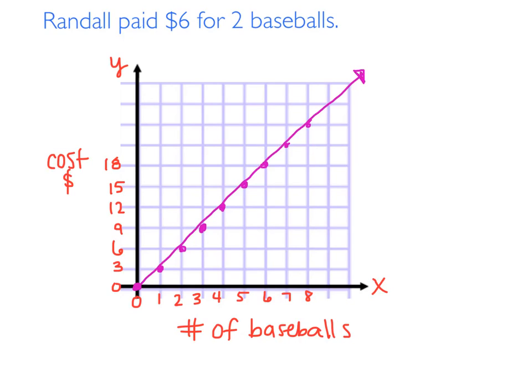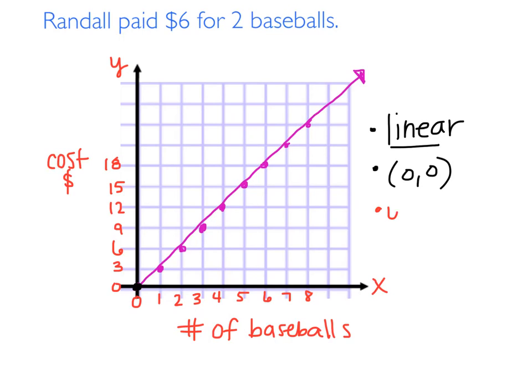Now, I want you to notice a couple things about this graph. First thing, do you see that it makes a line? That's called linear. In order for something to be proportional, it has to make a line. It has to be linear. Something else that's important is it goes through this point 0, 0. That's very important. When it goes through 0, 0, it's proportional. If it doesn't go through there, it's not proportional.